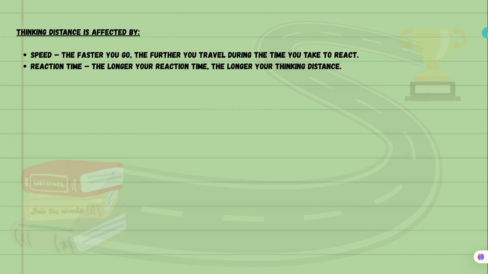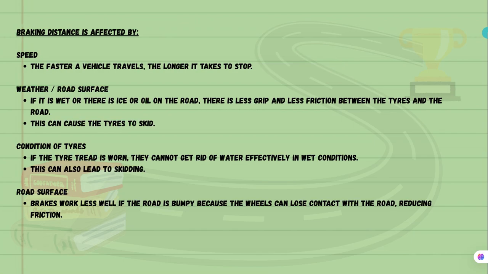Thinking distance is affected by speed. The faster you go, the further you travel during the time you take to react. Reaction time: the longer your reaction time, the longer your thinking distance. Braking distance is affected by speed. The faster a vehicle travels, the longer it takes to stop.